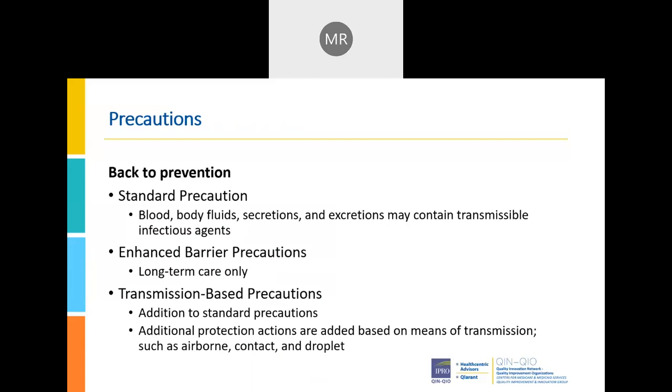Enhanced barrier precautions. So long-term care only. So it's important to think about long-term care. Enhanced barrier precautions really do two different things. The first thing is it protects a resident that doesn't have a resistant organism, but has a likelihood of obtaining it. So if they have a wound, or they have a catheter of some sort, and they don't have a resistant organism, but they have an entrance to their body, we put them on enhanced barrier precautions to prevent the spread of something infectious to them.